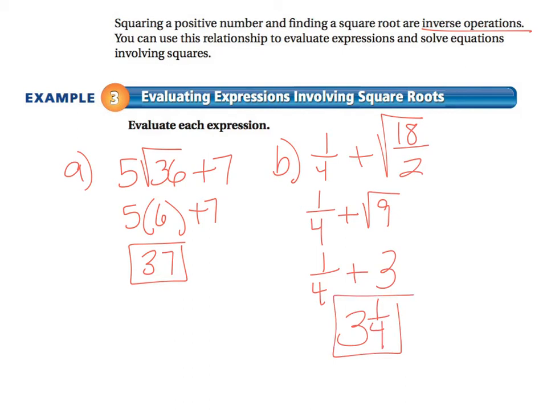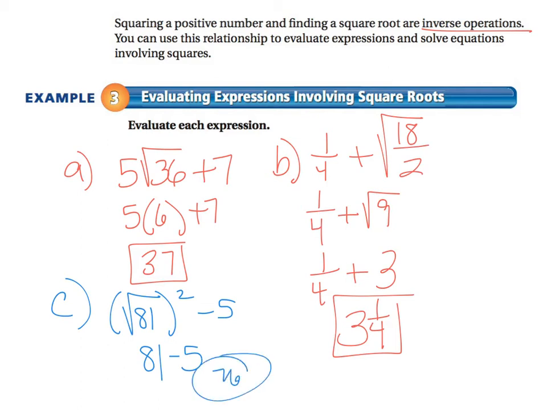Now here's maybe something that's new to you. If I asked you to find the square root of 81 squared, and we're going to do minus 5. The square root of 81 and squared just cancel each other out. You just get 81 minus 5, which would give me an answer of 76.